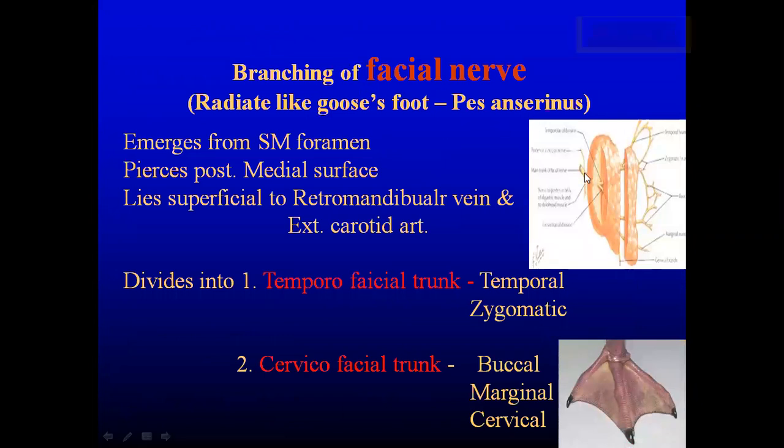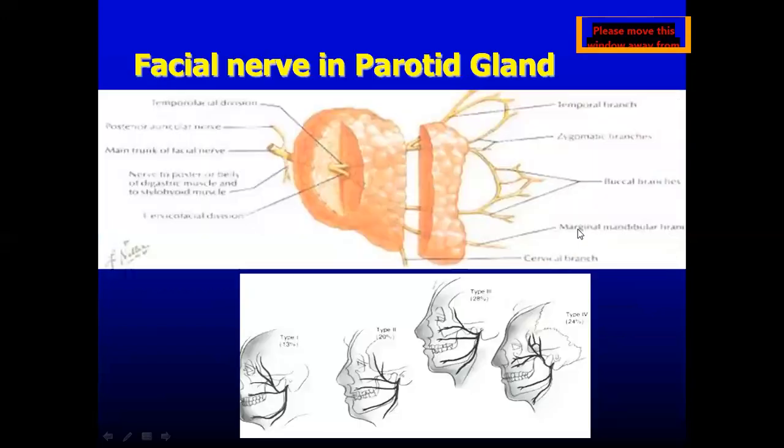The branching pattern of facial nerve is actually radiating like goose foot. You call it as pes anserinus. So it is facial nerve. We know it is coming out through stylomastoid foramen. It pierces the posteromedial surface of the parotid gland, lies superficial to the retromandibular vein and external carotid artery. Then it divides into temporofacial trunk and cervicofacial trunk. The temporofacial trunk gives rise to temporal branch and zygomatic branch. Cervicofacial trunk branches to buccal, marginal, mandibular and cervical branches.